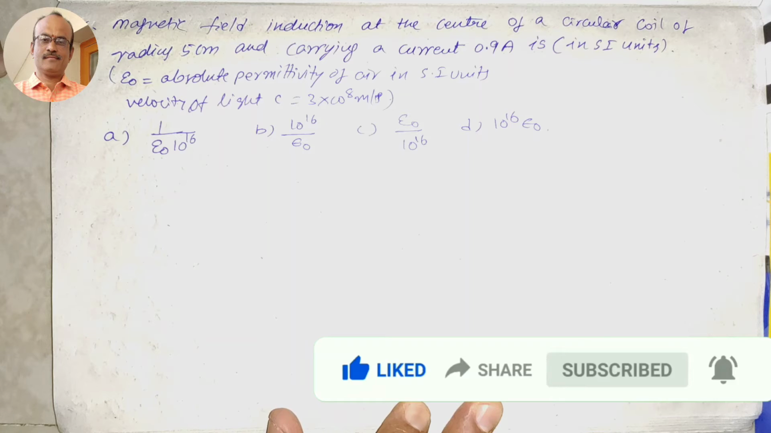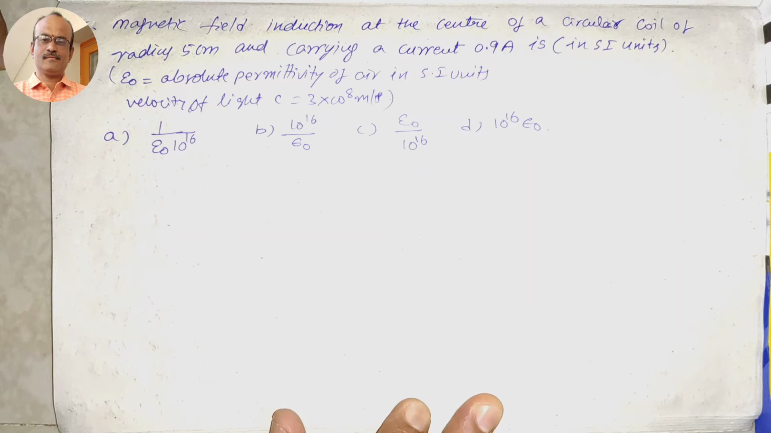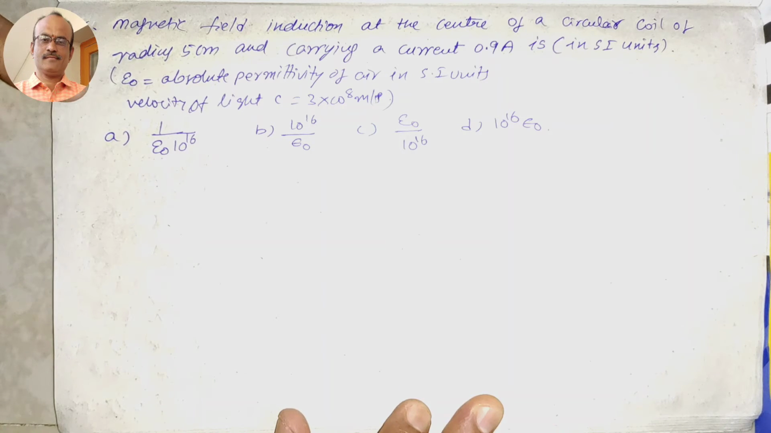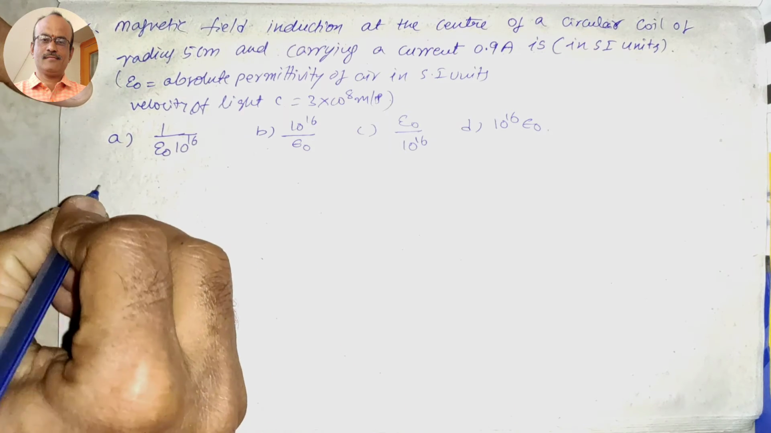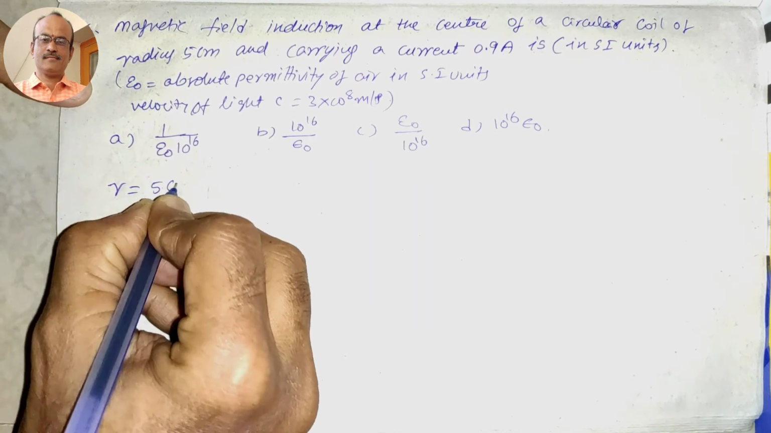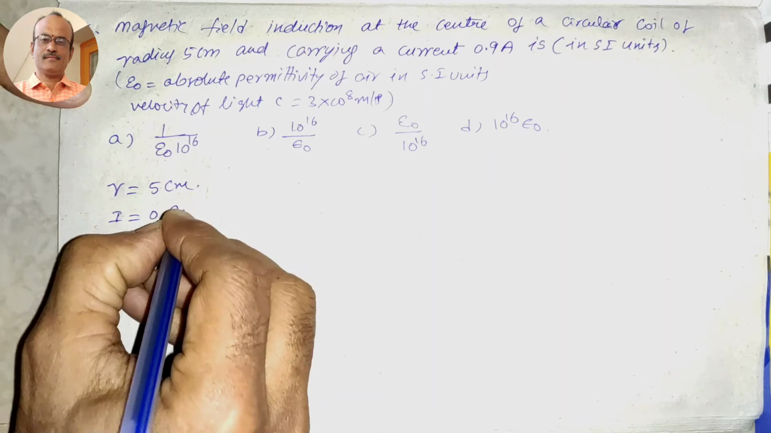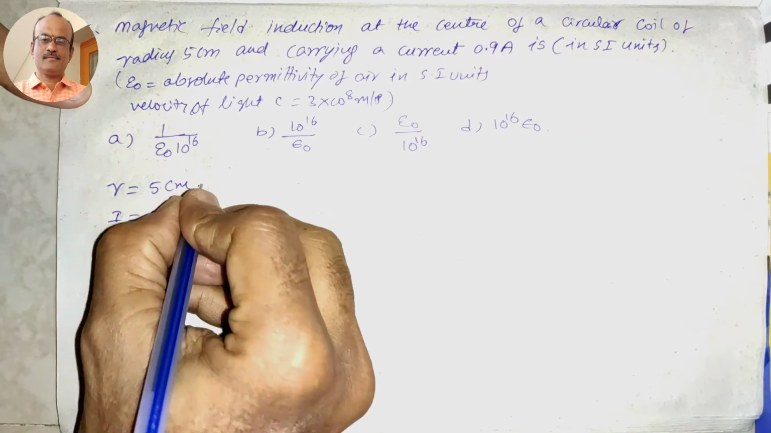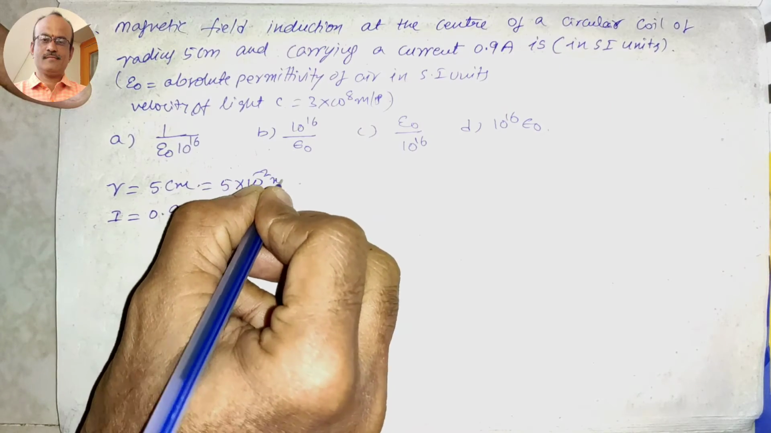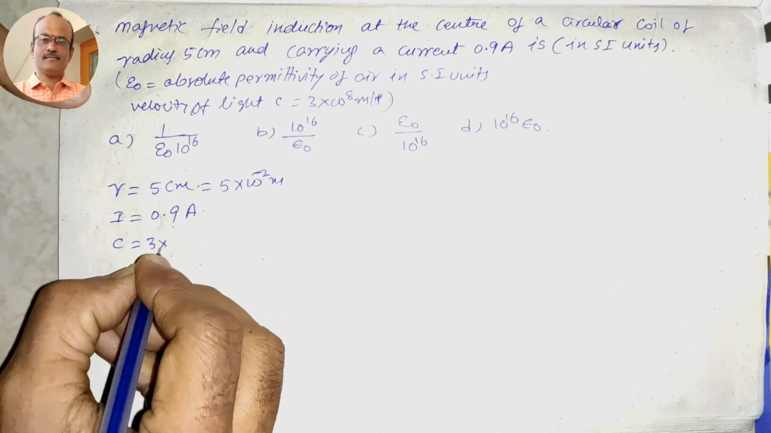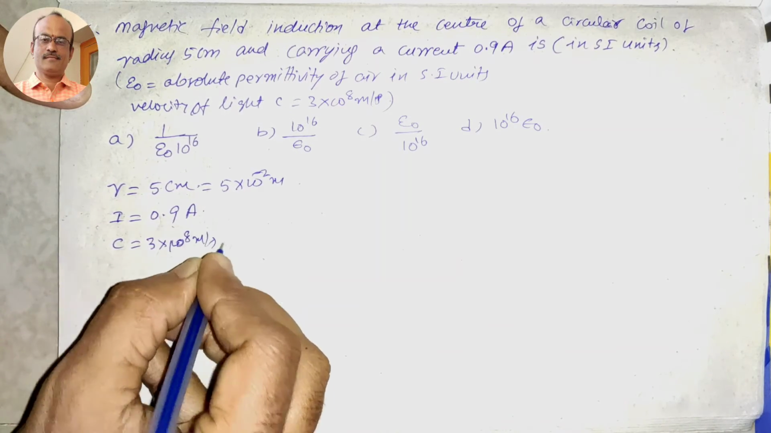Now the question number 36. Magnetic field of induction at the center of the circular coil of radius 5 cm and carrying current 0.9 amperes is how much? Epsilon naught is the absolute permeability of air in SI units and velocity of light c equal to 3 into 10 to the power of 8 meters per second. So first of all, radius is equal to given 5 centimeters and current I is equal to 0.9 amperes. Here convert into meters means 5 into 10 to the power of minus 2 meters. Then afterwards velocity of light 3 into 10 to the power of 8 meters per second.